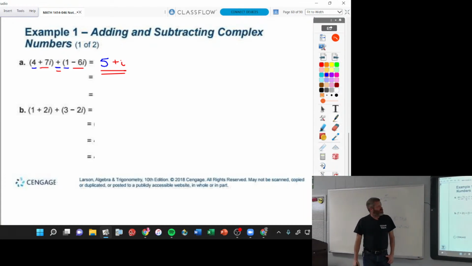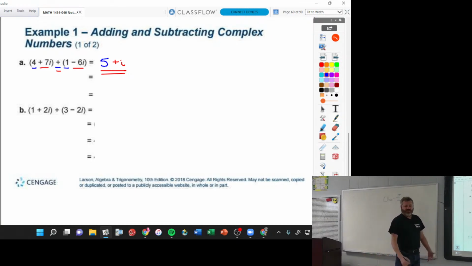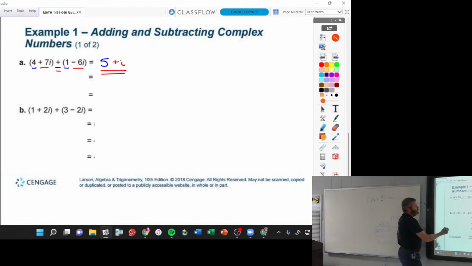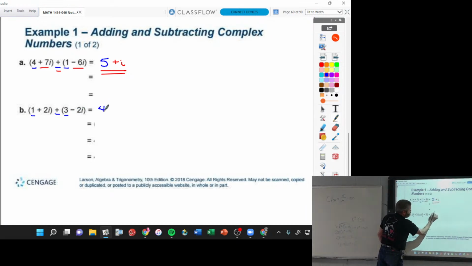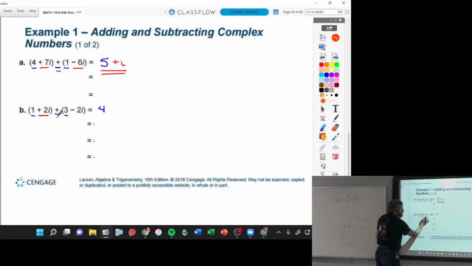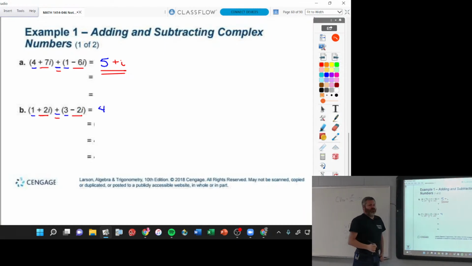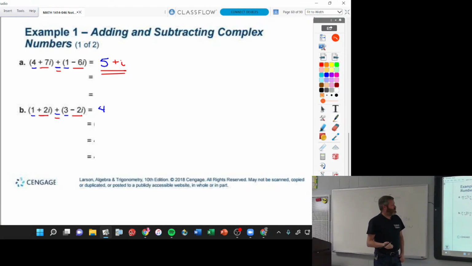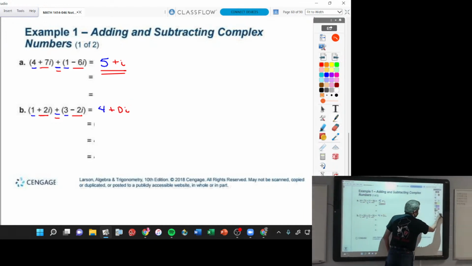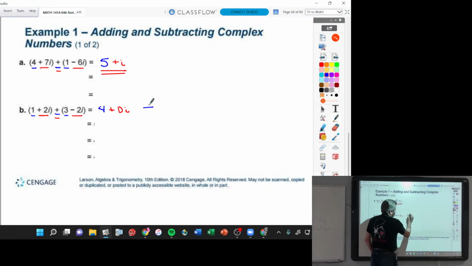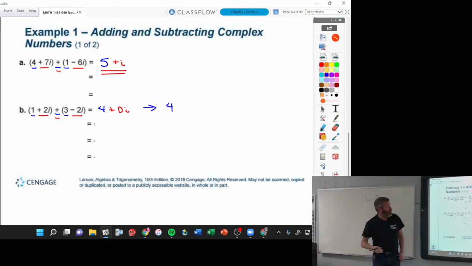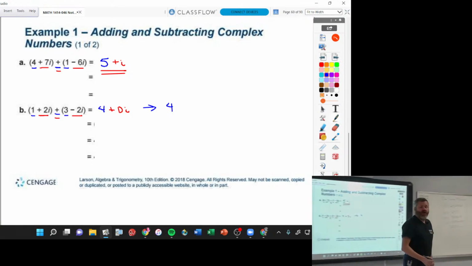Again, I'm adding two complex numbers together. We're going to treat the i's like variables. Because I'm adding, the parentheses really serve no purpose. I have 1 plus 3, which is 4. Then I have a positive 2i plus a negative 2i. Well, that's the same thing as 2i minus 2i, which is 0i. And that would be written in standard form. But I could also write that simply as 4. But in standard form would be 4 plus 0i to show that A is 4 and B is 0.